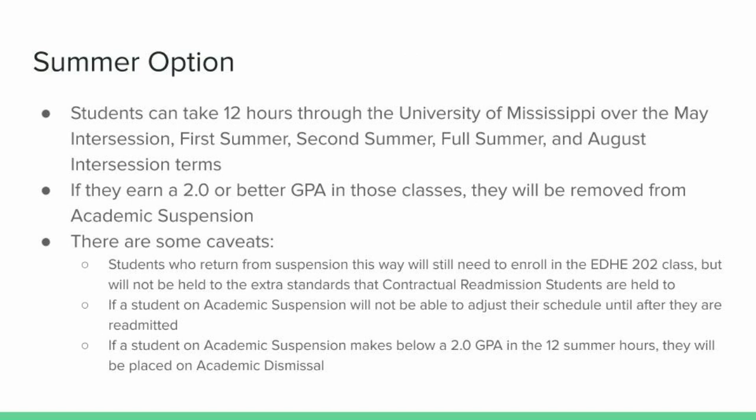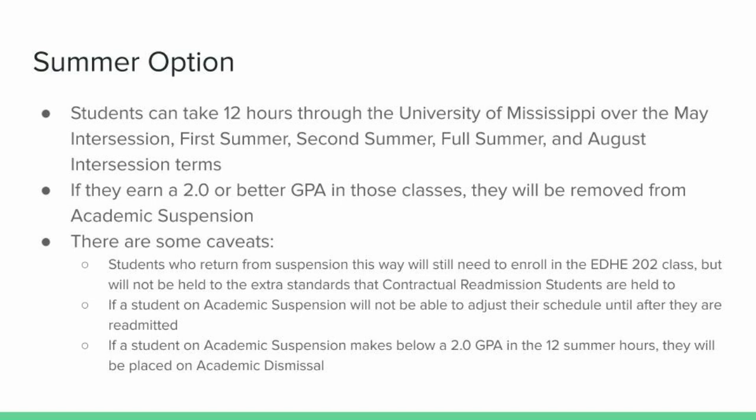The next option that students placed on academic suspension have is to take 12 hours through the University of Mississippi over the summer. These hours can be taken during May intersession, first summer, second summer, full summer, and August intersession terms. If they earn a 2.0 or better GPA in those classes, meaning a C average or better in those classes, they will be removed from academic suspension.